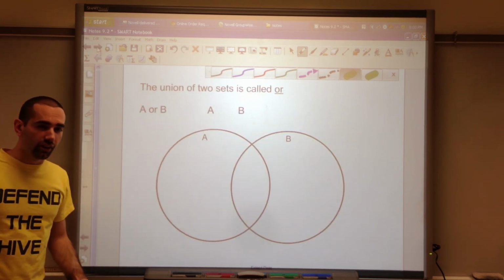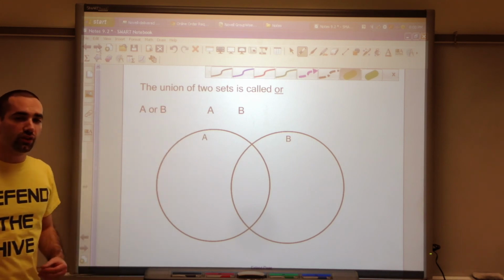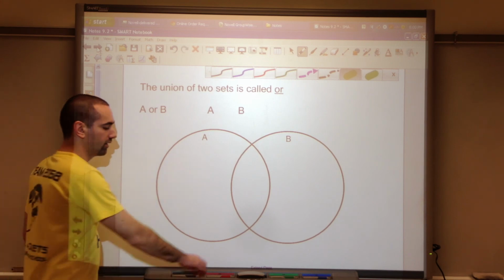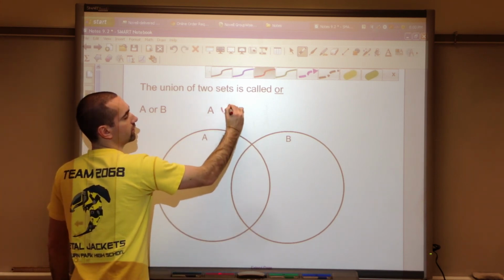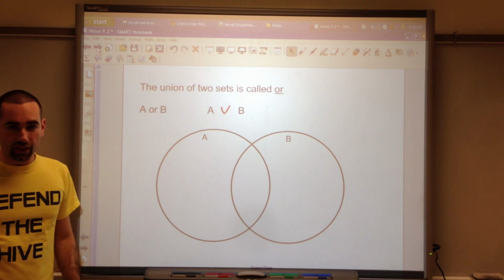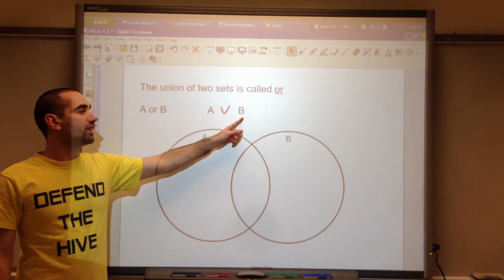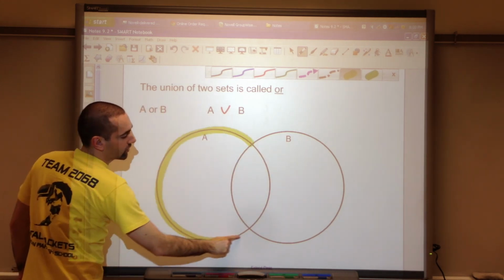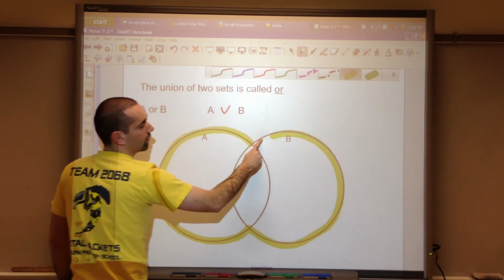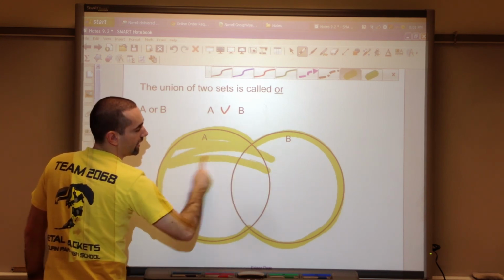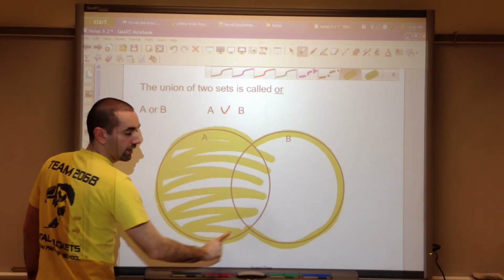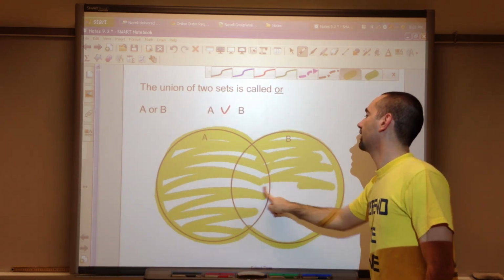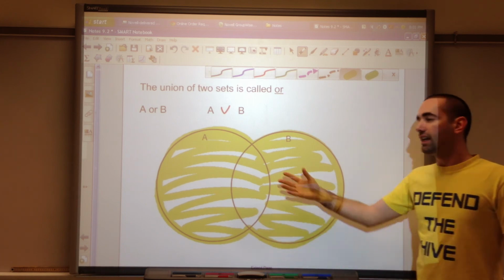The union of two sets is called OR. A or B. Now this one is a V. A or B. It is the union of both sets. What is in both sets? All of A or all of B. It's what's in both data sets.